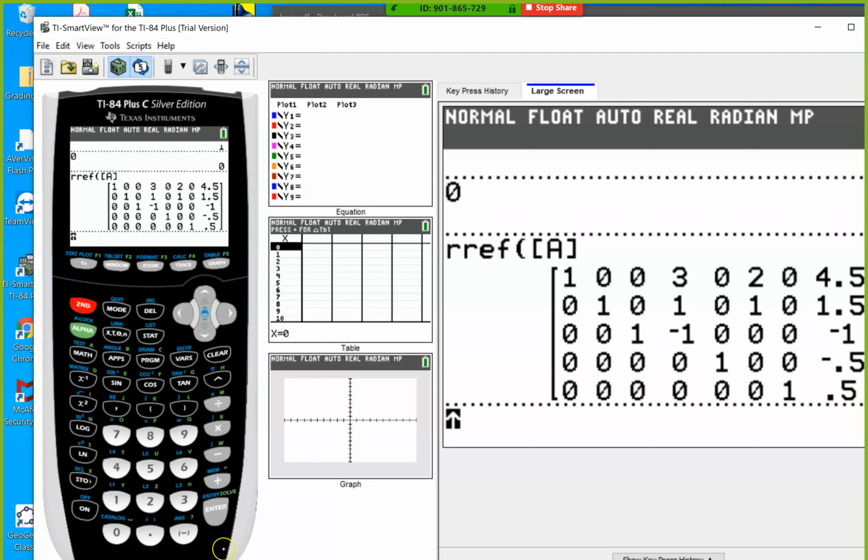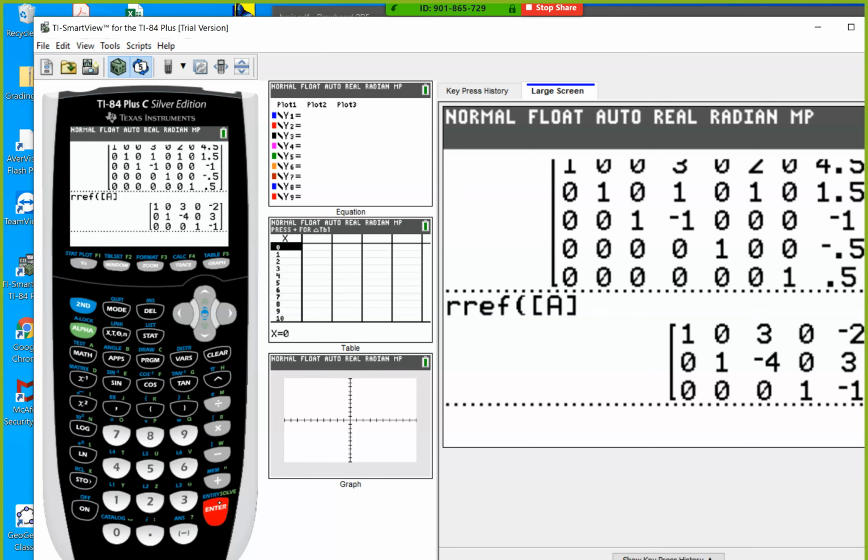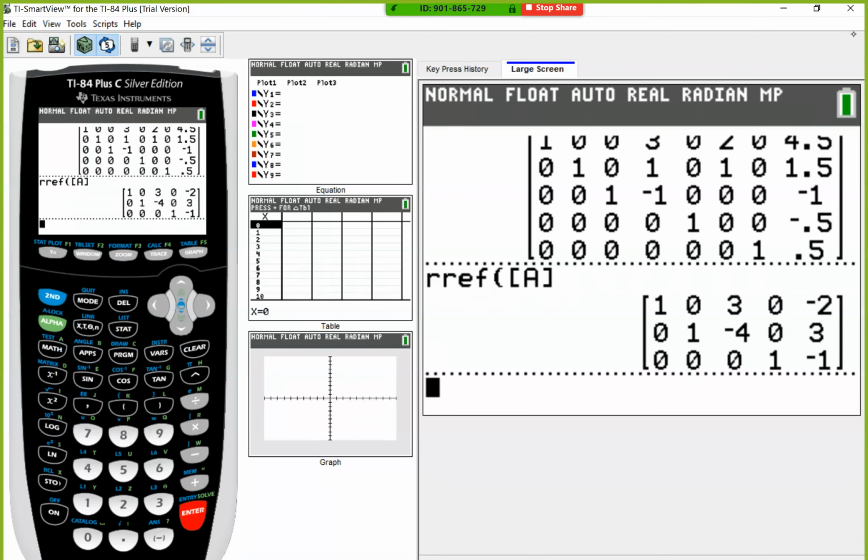And then I've already put in reduced row echelon form of A in the previous line, so I'll just grab it. Okay, so now we see that we have pivots in columns 1, 2, and 4. So that tells me that in that original set, I want to go back and grab vector number 1, vector number 2, and vector number 4 to be my basis.